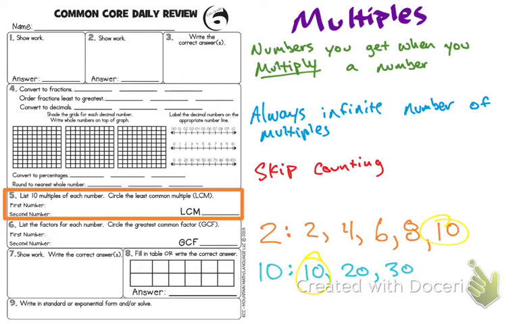Let's go ahead and take a look at how you might use a multiplication chart to help you out with this. Oops, I forgot to write down there, our least common multiple is 10. So let's go ahead and take a look at how we could use a multiplication chart to help us out with this process.